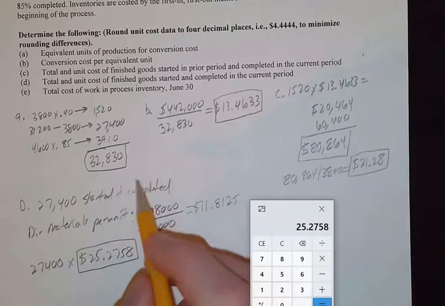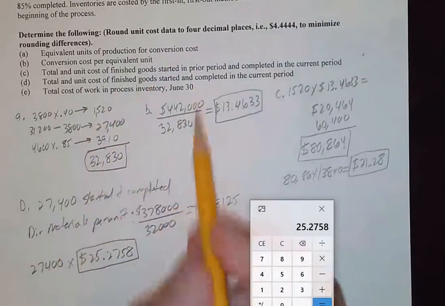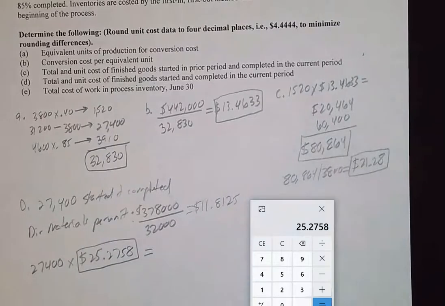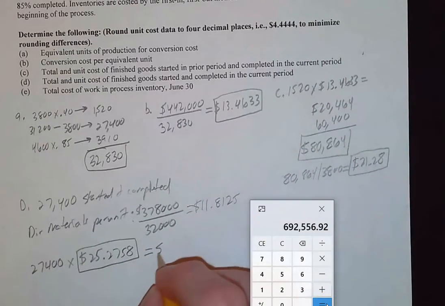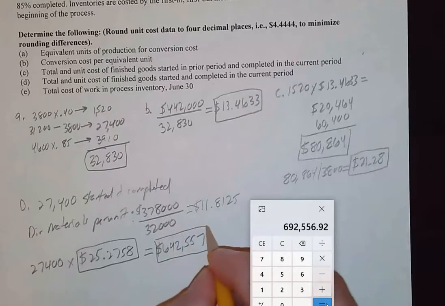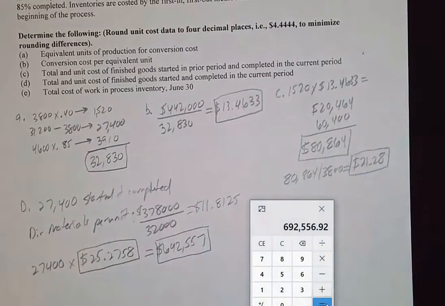They want the unit cost of finished goods started and completed. Well, this is the number that were started and completed. This is the unit cost. And then if we just multiply this by the number of units started and completed, we should have our answer. And we do: 692,557. So remember, C and D had two answers each. And now we have the second of those two answers.